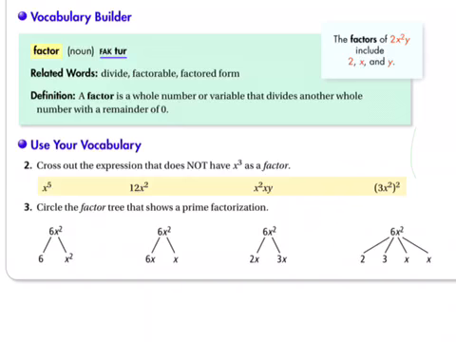A factor is a whole number or variable that divides into another whole number with the remainder 0. So we're going to see for which one of these x cubed is not a factor. Well, x to the fifth is x cubed times x squared. Since x cubed is in the product, it is one of the factors. In this one, if we simplify it, we have x squared plus 1, y, which is x cubed times y.